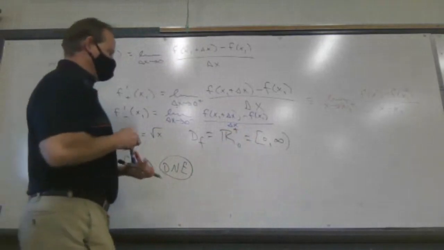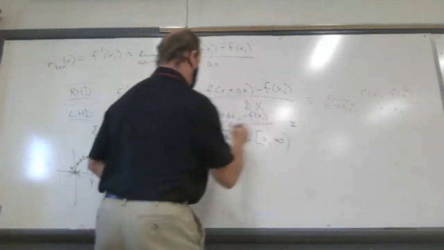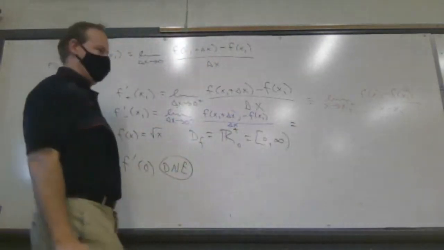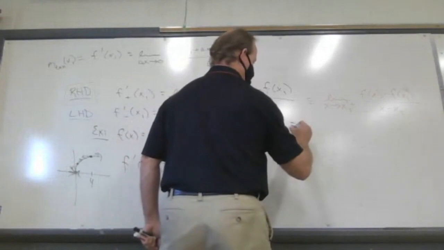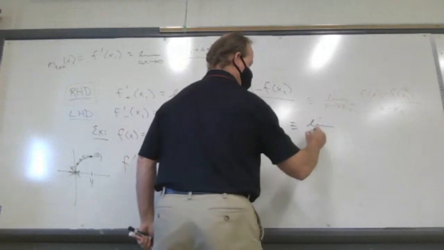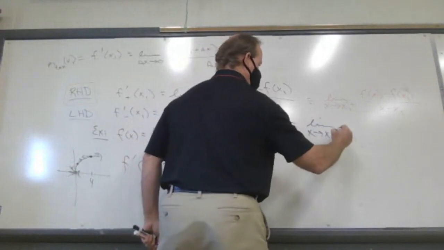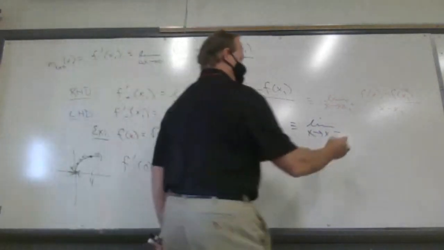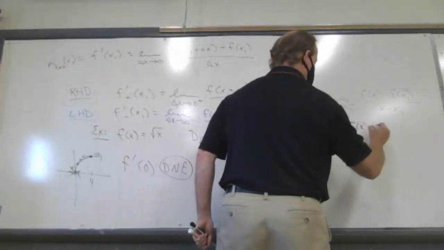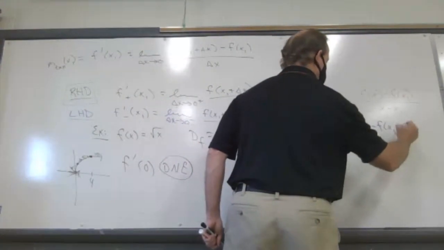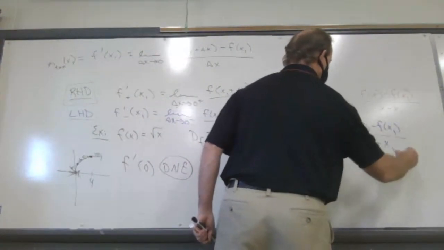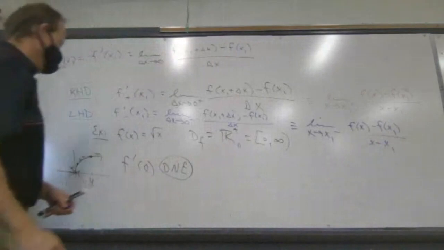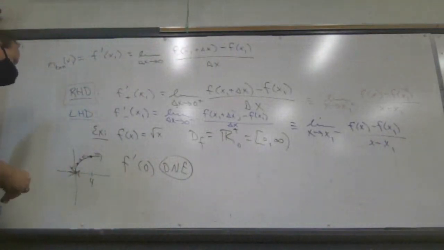So for this one I could also have the alternate definition. Instead of delta x approaching 0 from the left, this is equivalent to the limit as x approaches x1 from the left, so a minus sign in the superscript, right? Same thing, f of x minus f of x1 all over x minus x1. All right, so anyway, let's go back to the square root.